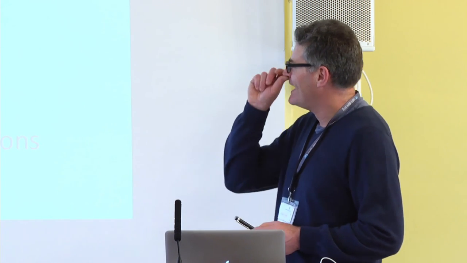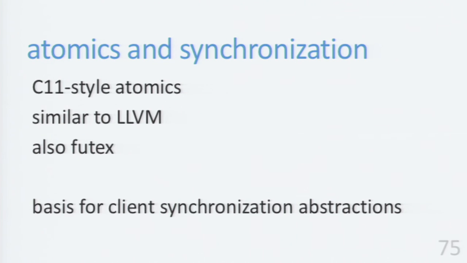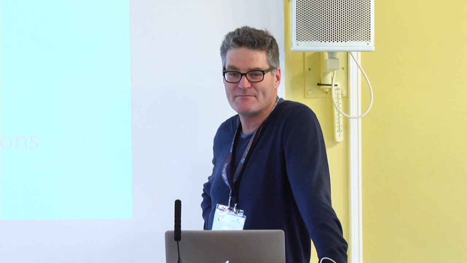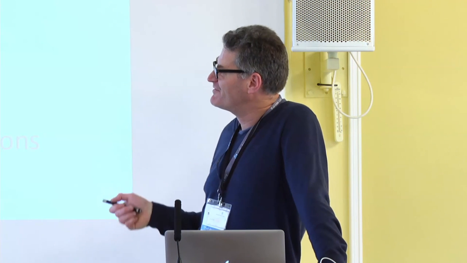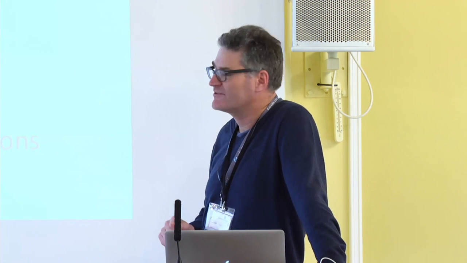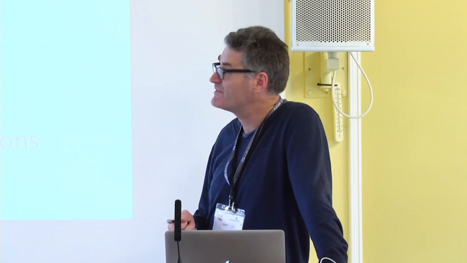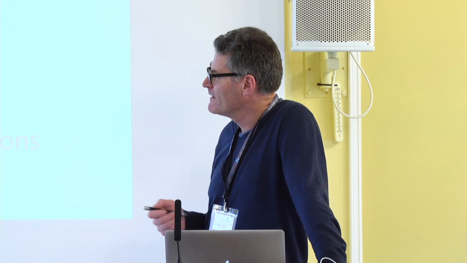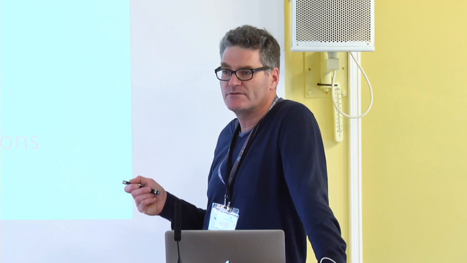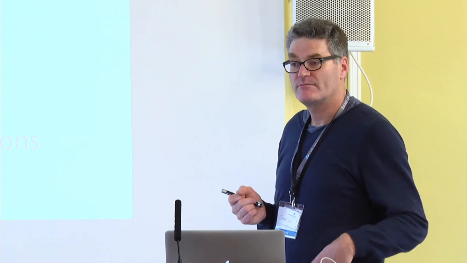With respect to atomics and synchronization, we have been a little gutless in this respect. Because it's not clear that there's anything better out there than just giving compilers that target us full slather at the underlying machine primitives. So we have C11 style or C++11 style atomic instructions and types, very similar to what's provided by LLVM. We're also providing a futex construct, which can be useful for building synchronization mechanisms for thread systems and synchronization constructs like those in Java, for example. So those are the basis for our client-level synchronization abstractions.